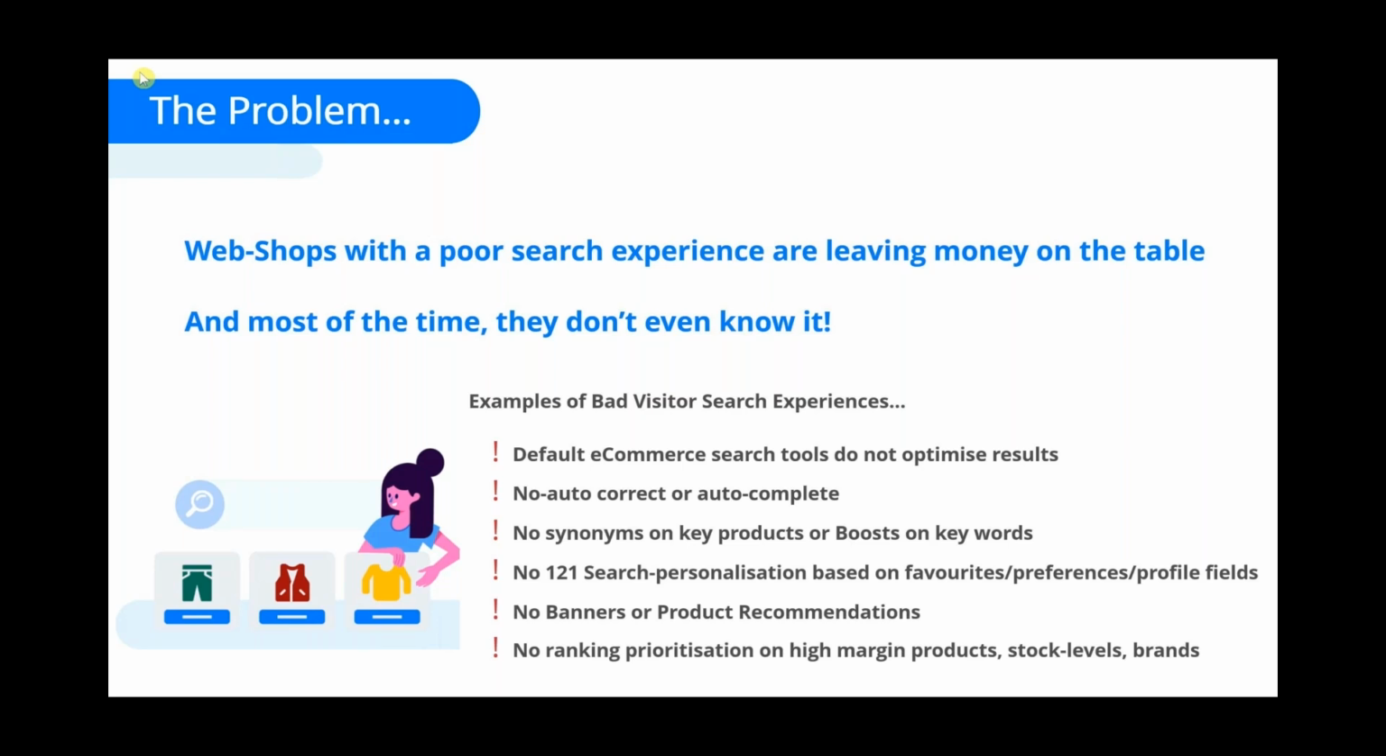And then ranking, no current search tools having ranking prioritization on high margin products, which is really important, because if you're not doing this, then you're not getting rid of stock or promoting your high margin products, which means you won't have the revenue to bring in new product lines, which will attract and increase demand for your audience.